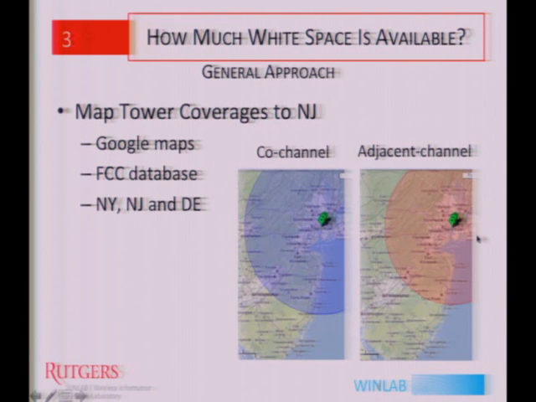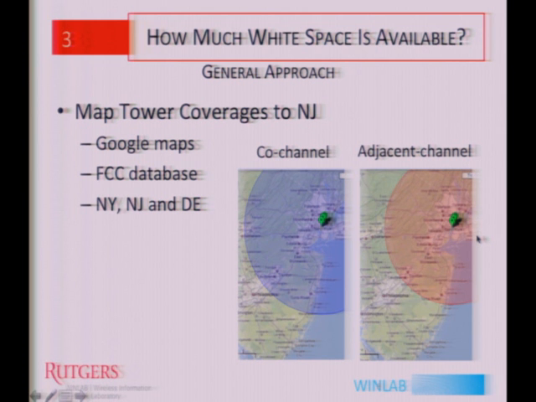For us to understand this and come up with the white spaces, we mapped each of these rules onto the map of New Jersey using Google Maps and some apps inside it, and the FCC database that is available online. We also used New York, New Jersey, and Delaware for this, because many towers, for example New York City towers, span into New Jersey. So it still limits our space in New Jersey. This is an example of how we mapped it.